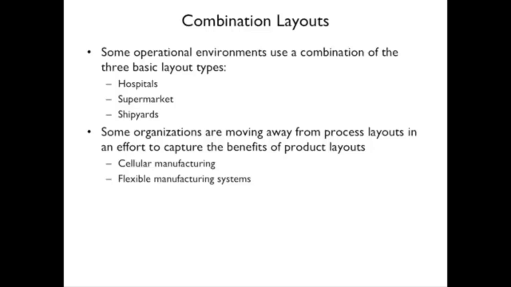A supermarket, in some cases, the meat could be taken to the meat department to be processed, or in other cases it's pre-packaged and taken someplace, shipyards. Then some organizations are moving away from process layouts to things like cellular manufacturing and flexible manufacturing systems.